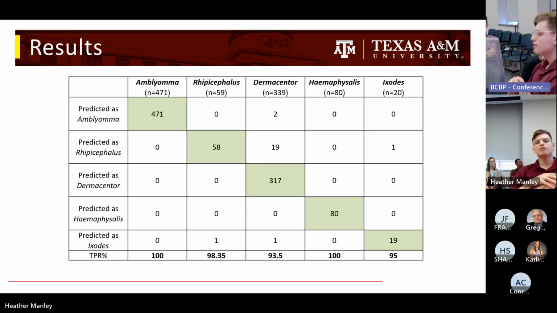Our first PLSDA model is our ability for PLSDA to predict genus out of the multiple genera that we had. Amblyomma, again, is the vector that carries pathogens that cause things like Rocky Mountain spotted fever and rickettsial diseases. We had 100% accuracy of our model to predict that using Raman. Rhipicephalus, remember our cattle fever, the one that cost us $1.2 billion in a year, we had over 98% accuracy to predict. Dermacentor, we had over 93%. Haemaphysalis, 100%. And then Ixodes, we had 95%.